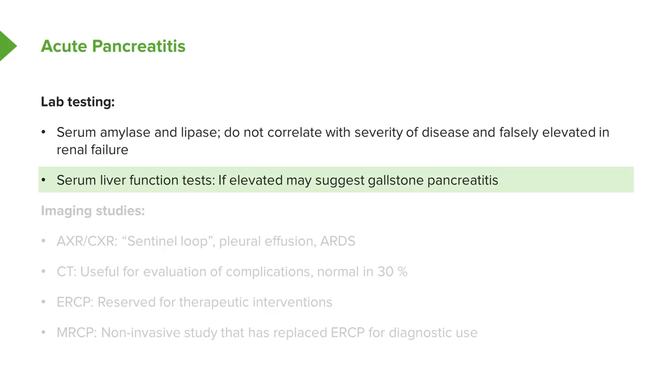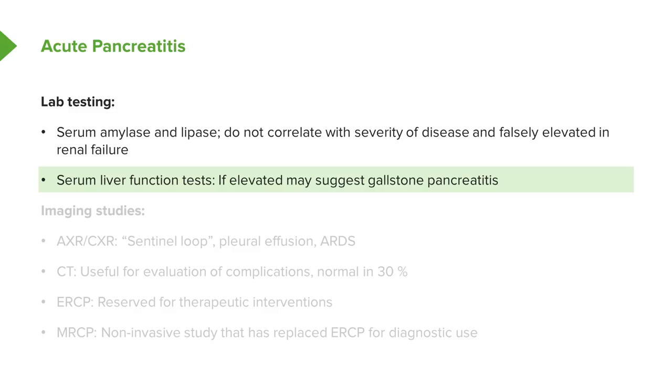Serum liver function test, if elevated, may then suggest gallstone pancreatitis. We will talk about gallstones in great detail. And with gallstones, at least think about this before we get to the details. You could have a stone that begins in the gallbladder. Let's say it's a cholesterol stone or a pigment stone if there's bilirubin. That stone may then escape from the cystic duct and you are then moving throughout the biliary tree.